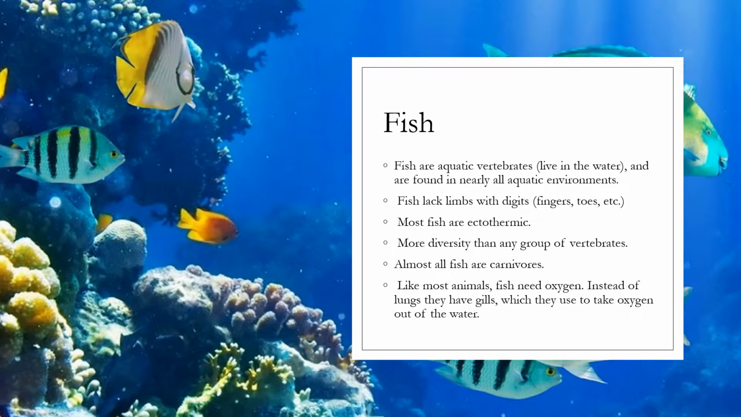Fish. Fish are aquatic vertebrates, which means they live in water, and they can be found in nearly all water environments. Fish lack limbs with digits, meaning their limbs don't have fingers or toes. Most fish are cold-blooded or ectothermic. The group known as fish have more diversity, meaning more types, than any kind of vertebrates. Almost all fish are carnivores.